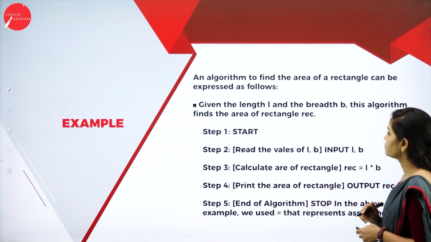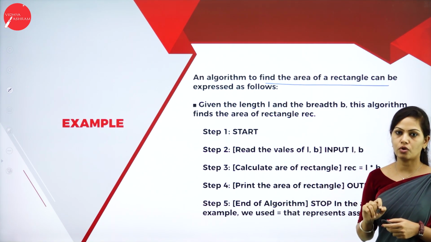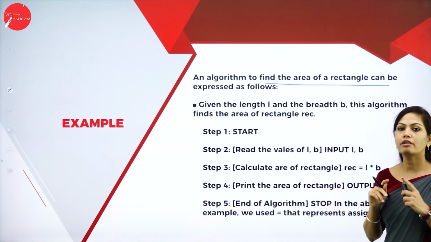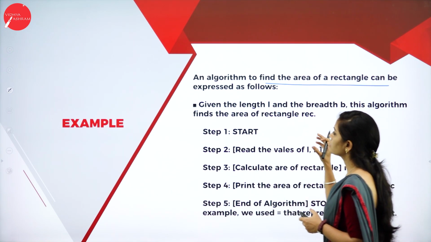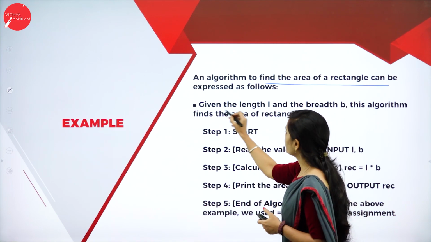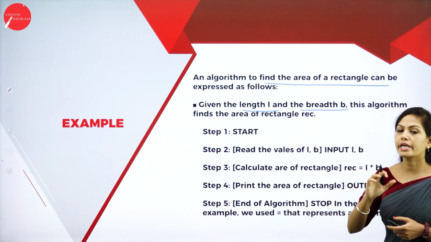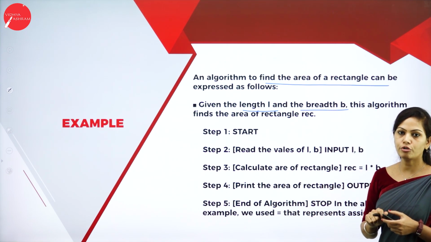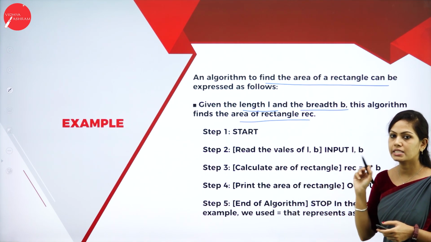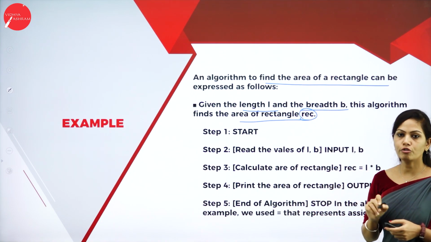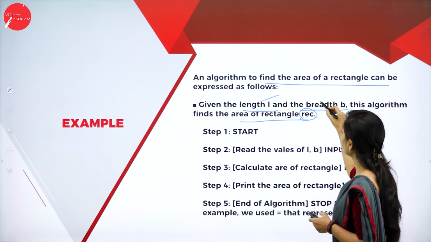So, the first algorithm is to find the area of a rectangle, which can be expressed as follows. In mathematics, you have studied about the area of a rectangle. So, in the area of a rectangle, what input data can we take? Given the length L and the breadth B, length into breadth we can use for finding the area of the rectangle. This algorithm finds the area of the rectangle called REC. The input data we are using here is length and breadth.